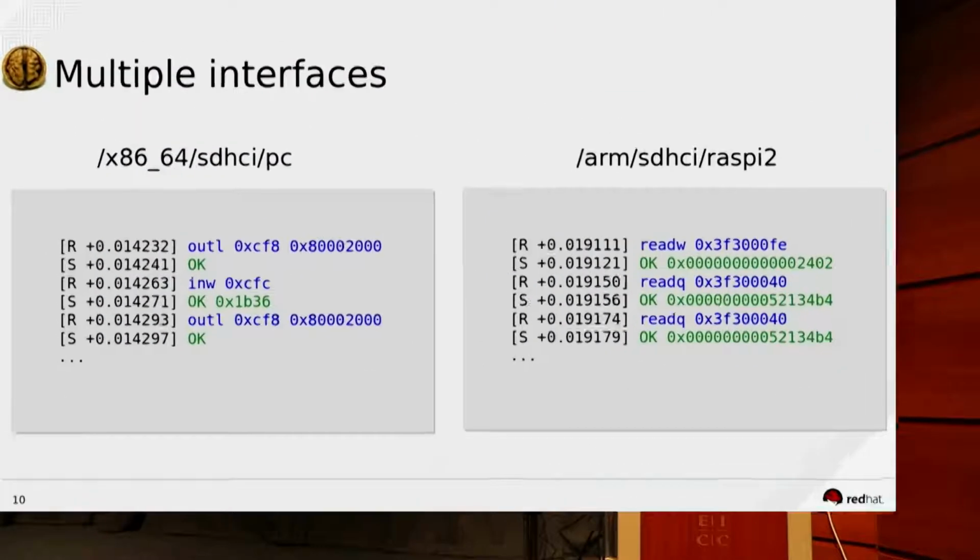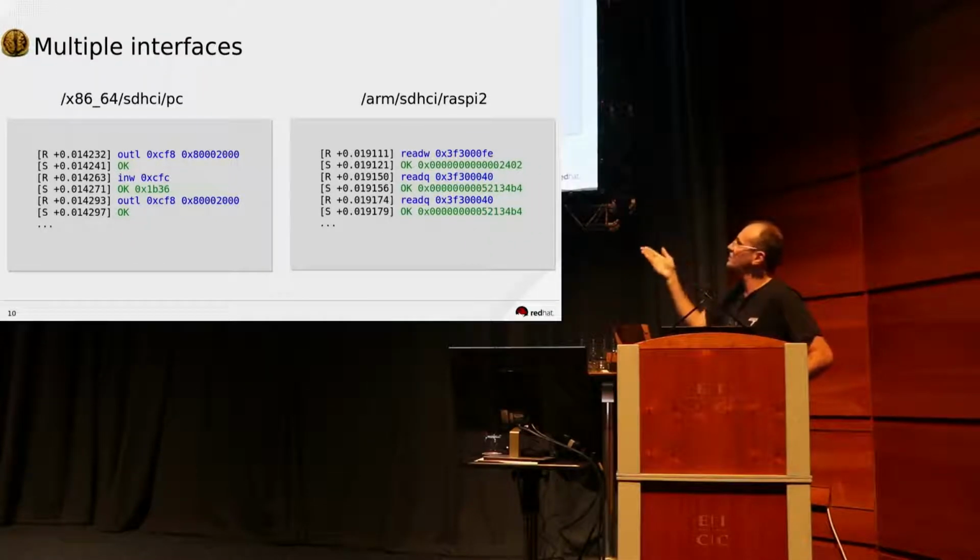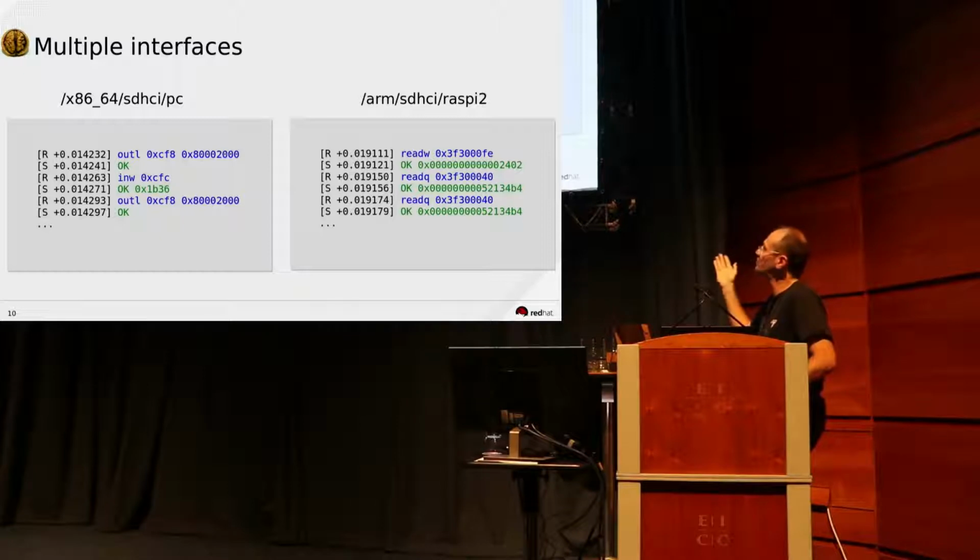We can see this case with the same test, the SD card host controller interface, that is run on a PC on the left, on a PCI card, and on an ARM machine with a memory mapped interface on the right. On the left, we have to access the PCI register, and on the right, we have only to read the memory of the machine.